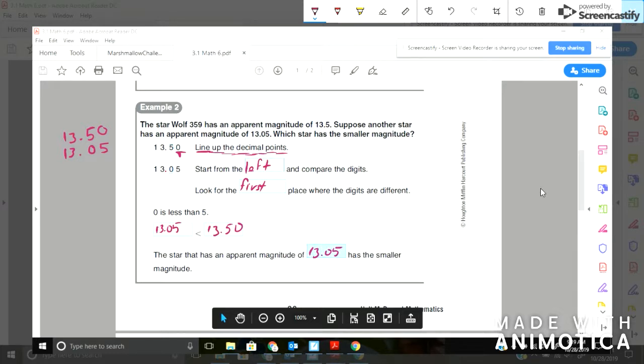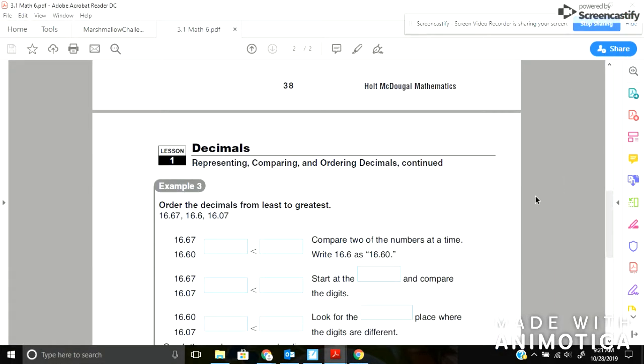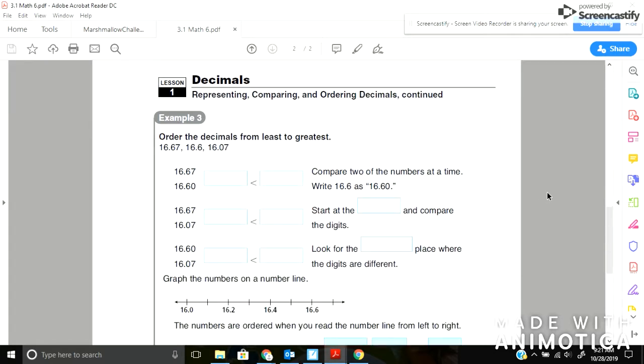All right. And again, if you were to think about this in money, that would probably help you as well. $13.05 is less than $13.50. Okay. Go ahead and flip over to the back, and we'll check out example 3 next.